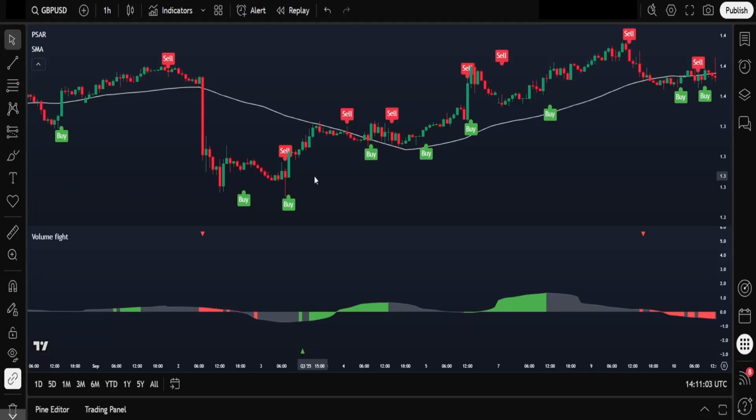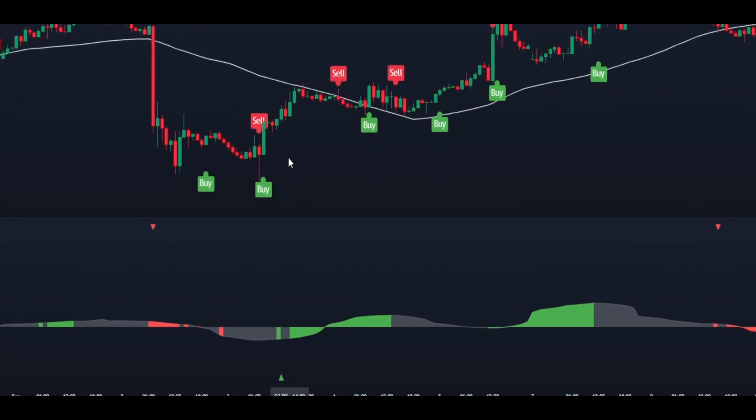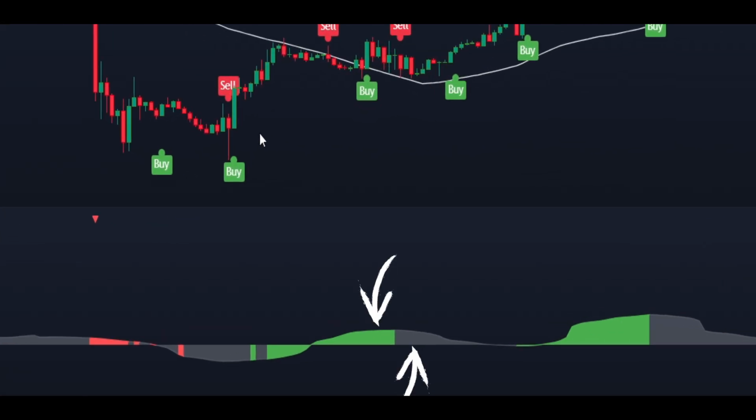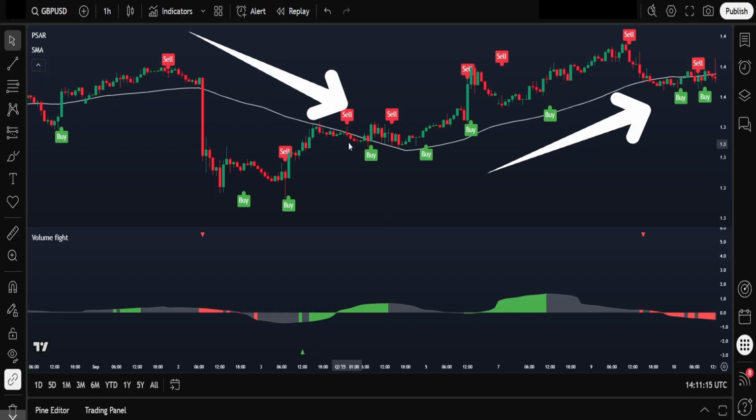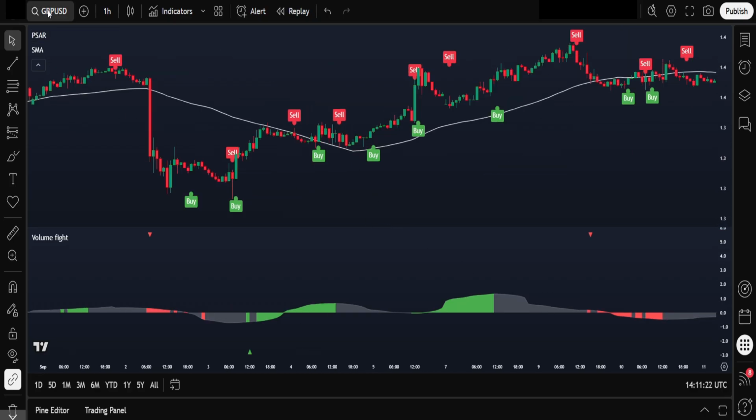Give me a few minutes and I'll walk you through a simple, rules-based setup that only takes trades when the market actually has volume. One tool paints live volume dominance, so we avoid dead tape. One prints the buy-or-sell switch, and one keeps us aligned with the trend. I'll demonstrate on GBPUSD 1 hour, but these rules work on any liquid market and any time frame.